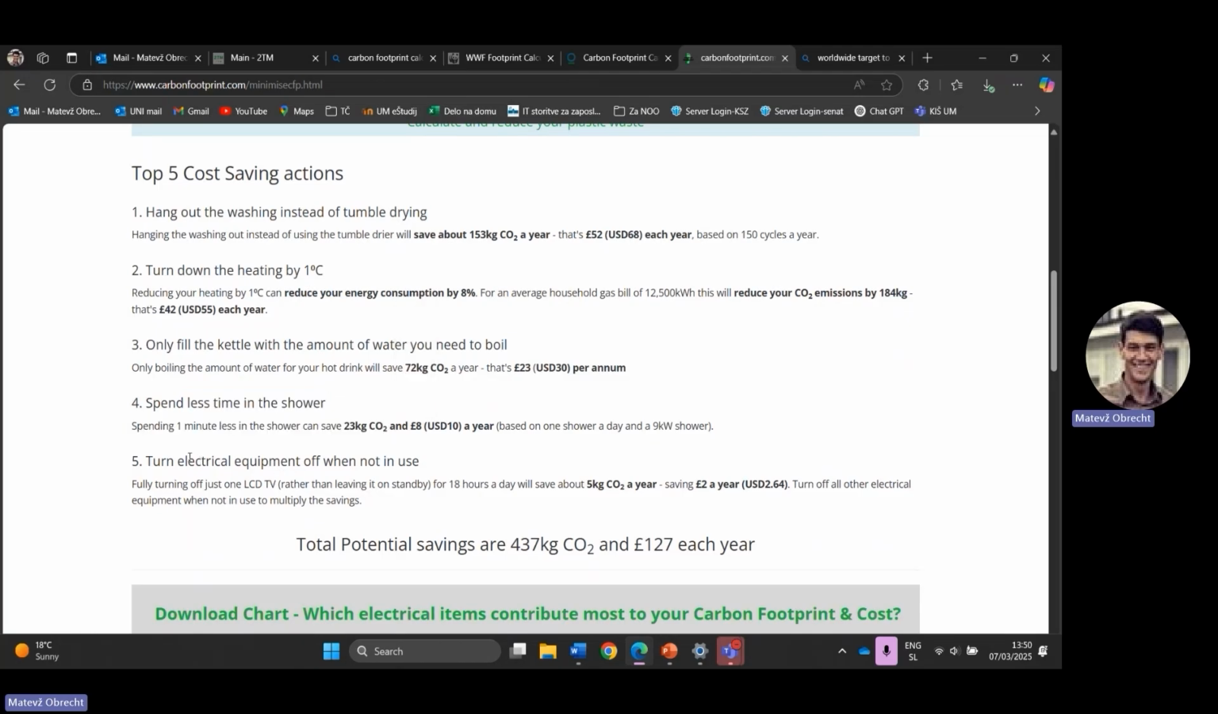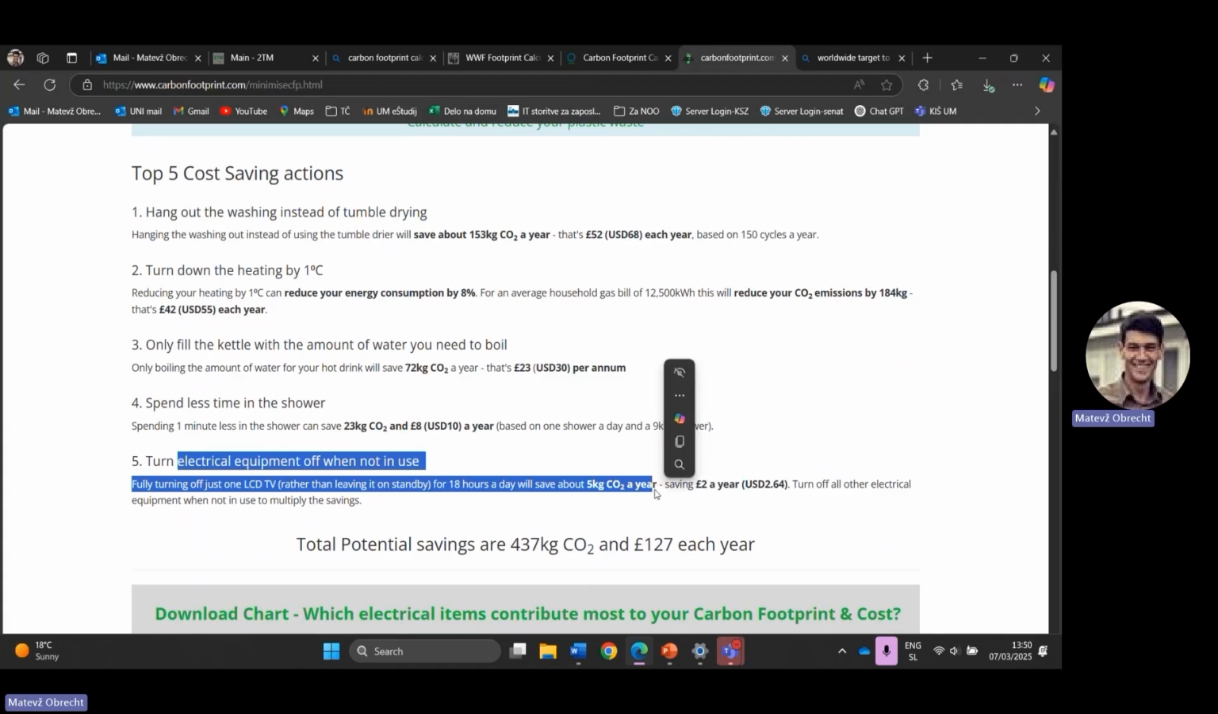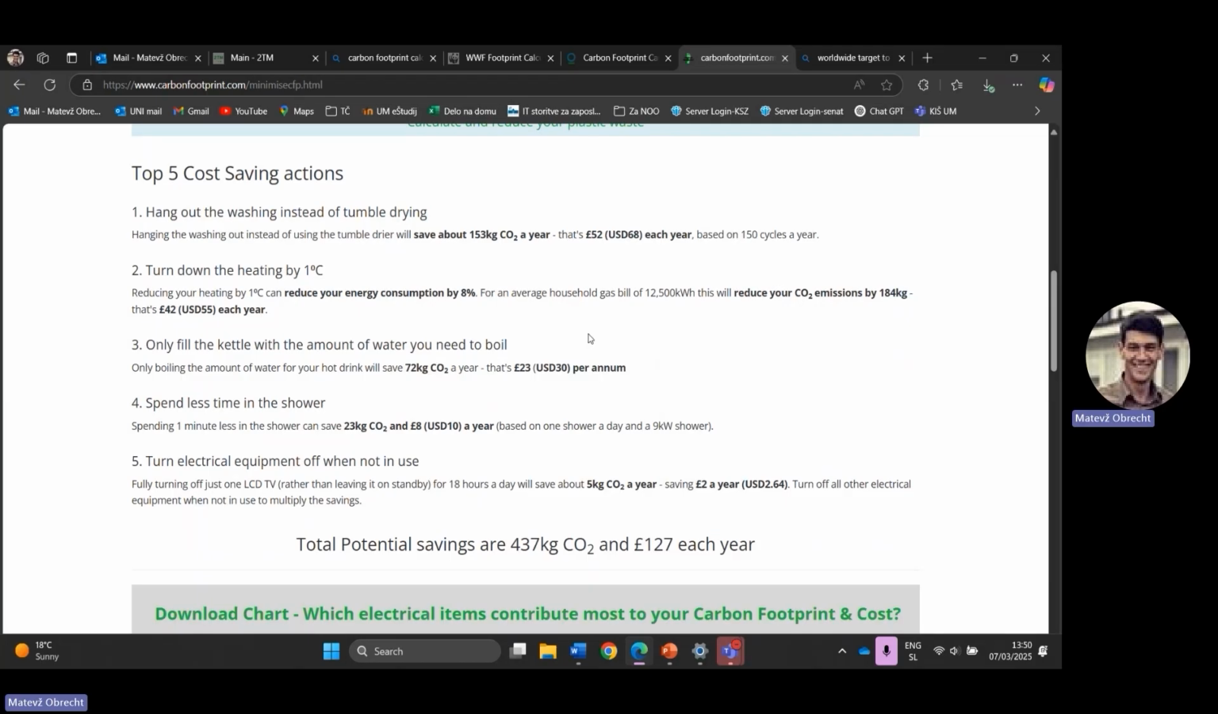If you have a lot of electrical equipment at home, try to turn it off. Don't leave it in standby, because if you leave it in standby, it still consumes electricity. So with that, you can save an additional 5 kilograms of CO2 a year. So without any big changes or big investment in new technologies, you can save almost half a ton of CO2 and quite some money.